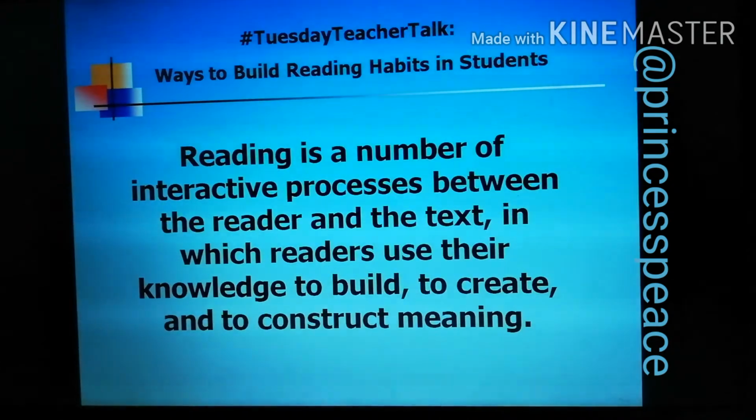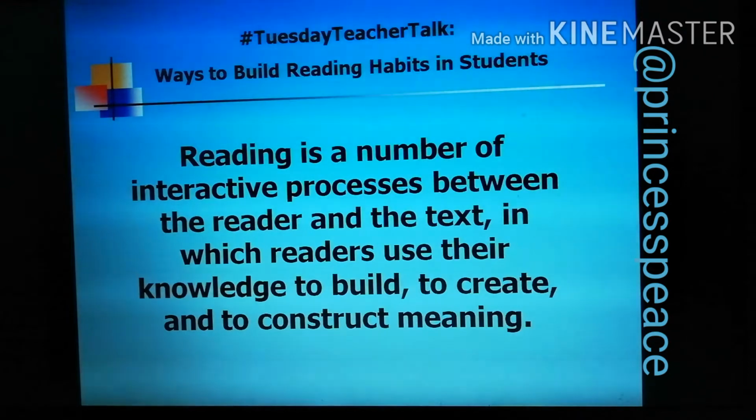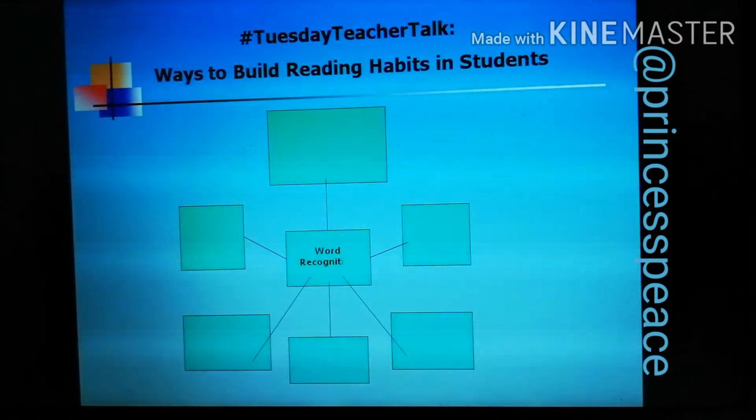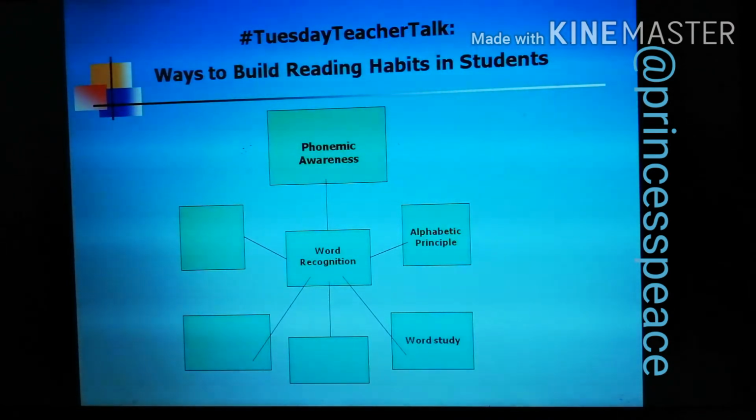A more useful cognitive definition is that reading is a number of interactive processes between the reader and the text in which readers use their knowledge to build, to create, and to construct meaning. To develop word recognition, kids need to learn phonemic awareness, alphabetic principle, word study, decoding with prior knowledge and interest, all of which are important to understand the text.